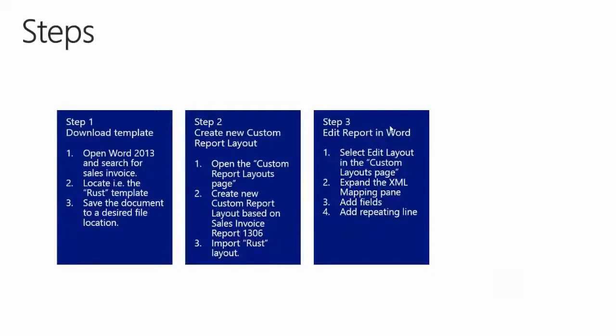We will select edit layout in the custom report layout page. We will then insert the content control, for example the company address and line item. We will expand the XML mapping pane found in the developer tab. In a previous video I explained how to enable the developer tab, so I will not explain here how to enable this. To add the field we need to right click and select insert content control, and then we'll choose plain text. For the line table we will need to right click and select insert content control, and then choose repeating.